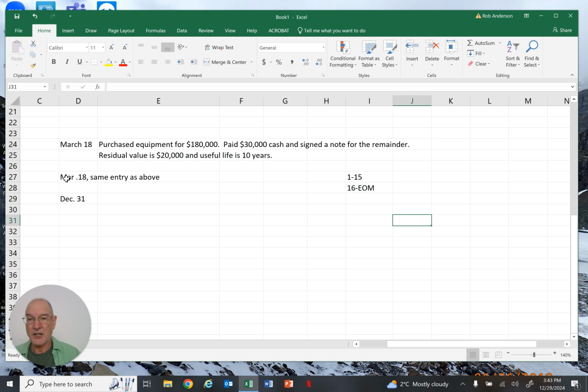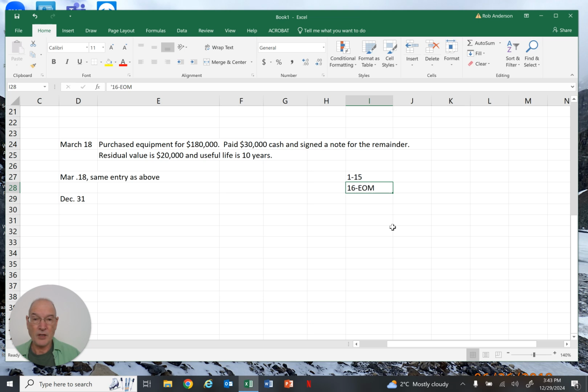So March 18, of course, is in the latter half of the month. So this means we round up, and that means we do not count March. Therefore, we do not count January and February and March. So we are going to depreciate this for 9 months.